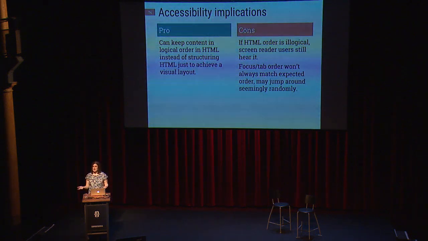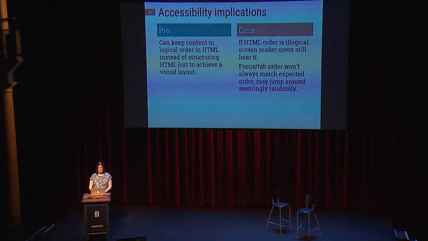This ability to arrange content visually in a different order than it appears in the source can have accessibility implications too, both good and bad. The best way to use it is as a means to keep your content in logical order in the HTML instead of being forced to structure your HTML illogically simply to achieve some visual effect. So that's going to allow screen readers and other user agents that don't pay attention to CSS layout to still present the content in a logical order to users.